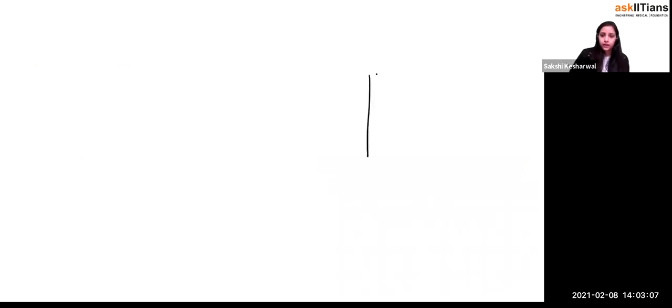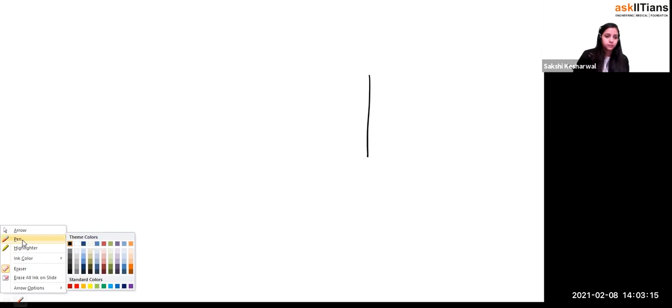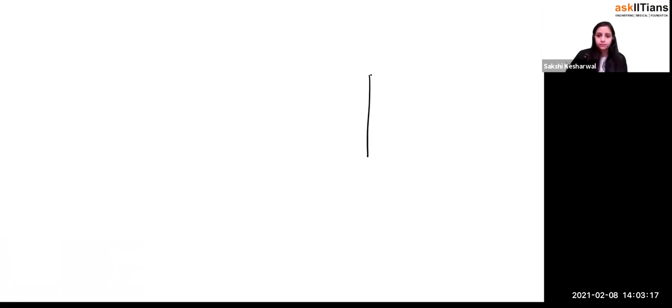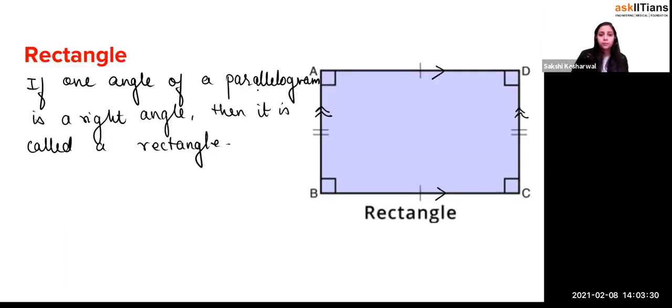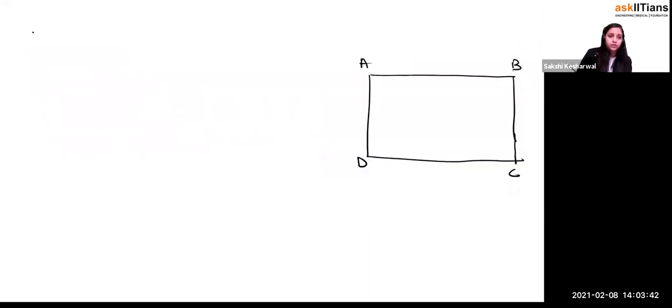So let me draw this again. See this. So this is A, B, C, D, right? So we say that it is basically a parallelogram in which one angle is 90 degrees. If one angle becomes 90 degrees, all the angles will automatically become 90 degrees, right? So basically, what are the properties?